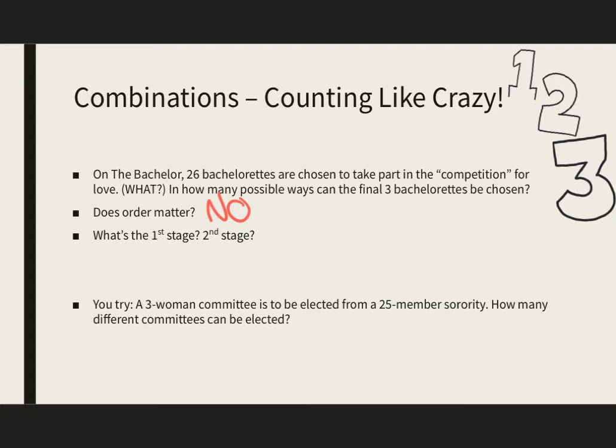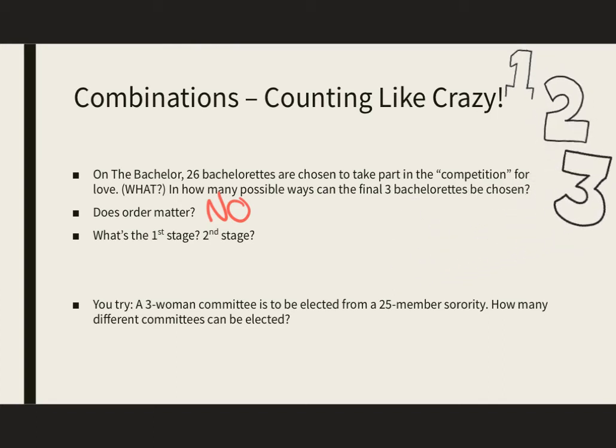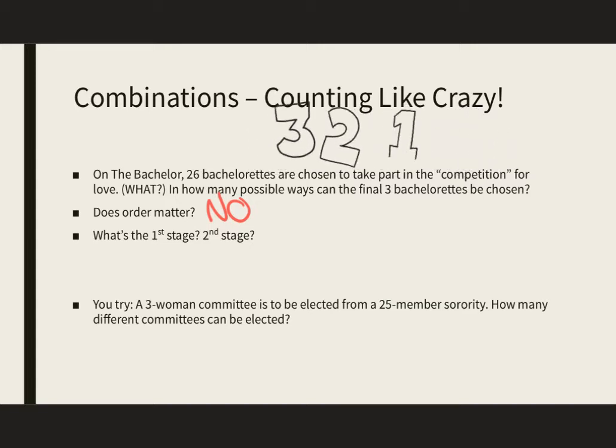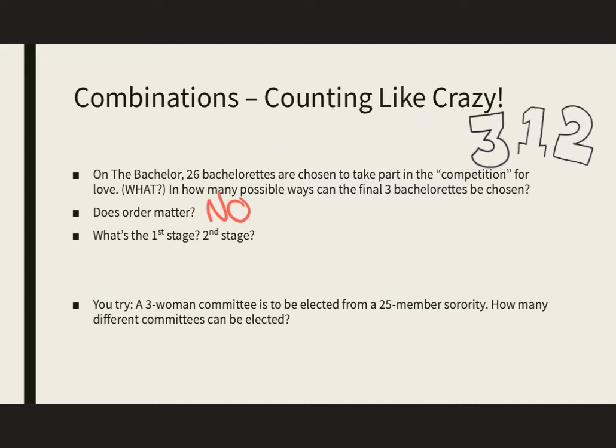This question is asking about how many possible ways can the final 3 bachelorettes be chosen. When you put those 3 bachelorettes in front of a camera, they're just there. It doesn't matter the order in which they're standing. While the bachelor may have an order in which he might choose them to be his partner, like this one's my favorite, this one's my least favorite, the order doesn't matter. But then obviously the order matters in which the bachelor chooses the women, right? You know, in order to get to the final 3, they have to be chosen. All right, all we're saying is that they're chosen, so the order doesn't matter. What's the first stage and what's the second stage?